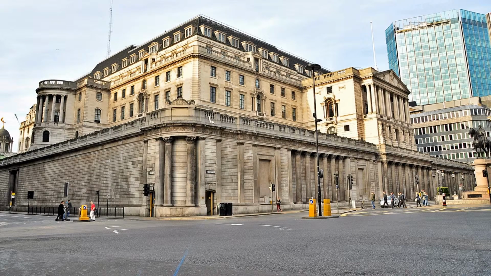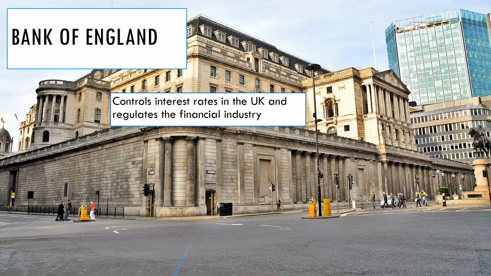Now in the UK, this institution here is responsible for determining or influencing the rate of interest in the economy. This is the Bank of England, and they control interest rates in the UK and they regulate the financial industry. Now, they have a very special role as a bank. They are not a normal bank that you or I would bank with, like NatWest or HSBC. They are what's known as the bankers' bank. So they are who the banks themselves go to borrow money.